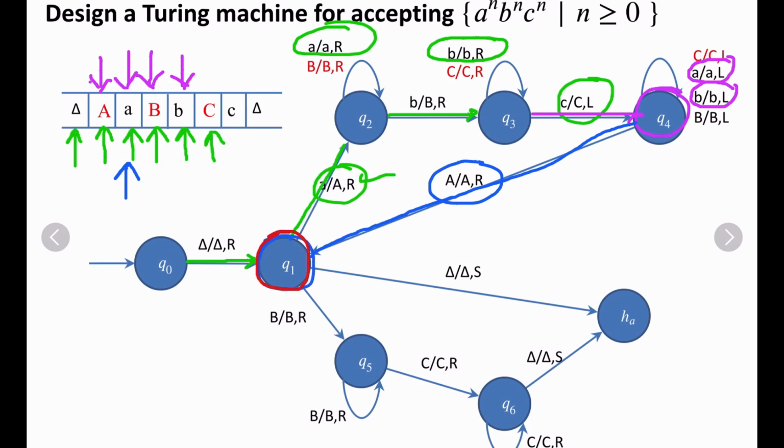In this state Q1, the pointer is pointed to the small a. Again, read that small a, replace by capital A, move one step to the right. Read that, change it, move one step to the right. Now we are at this place.